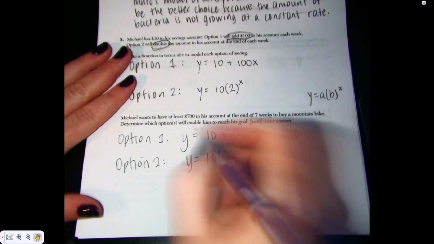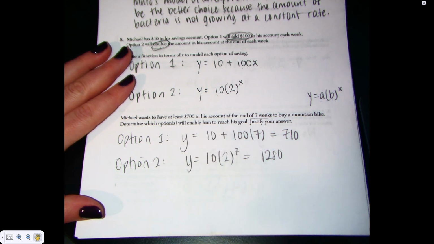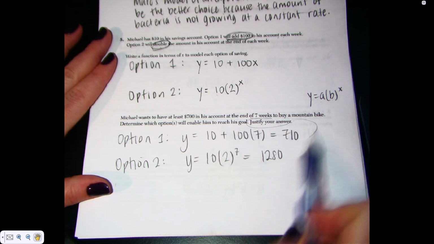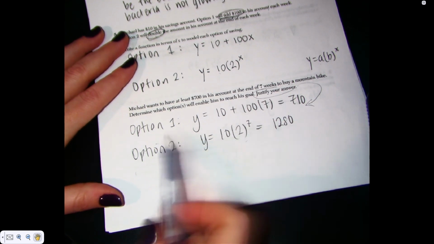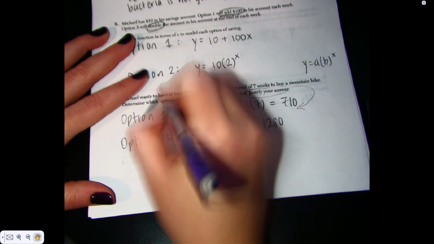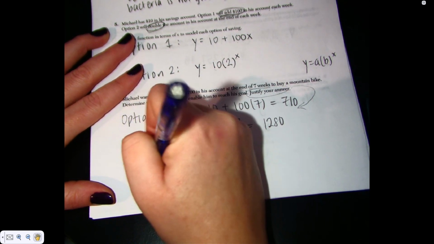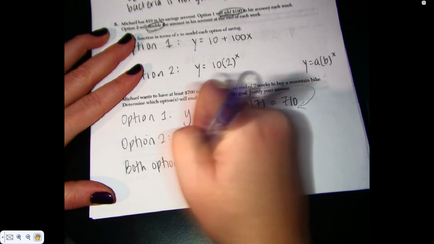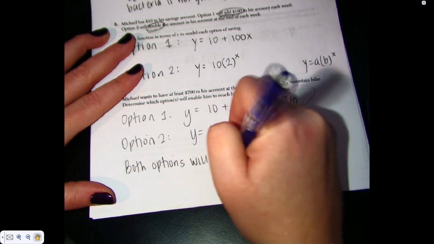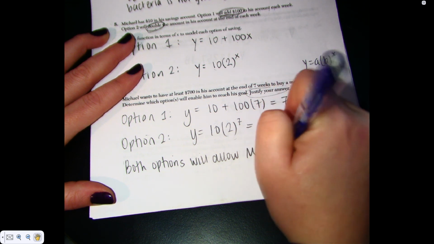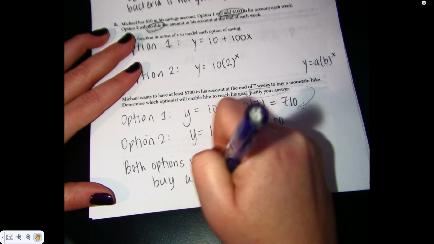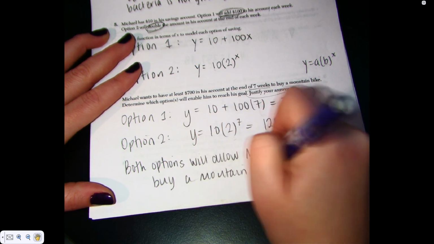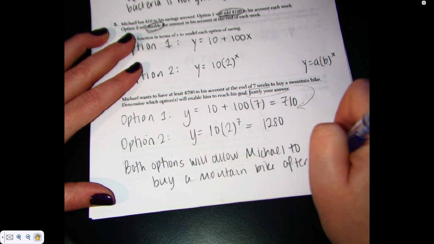So determine which option will enable him to reach his goal. Anytime it says justify, this is your justification. Justification means math, as opposed to explain. Explain means use your words. Okay, so this is my justification. So now I'm just going to answer both options will allow Michael to buy, what is he buying? A mountain bike after 7 weeks.